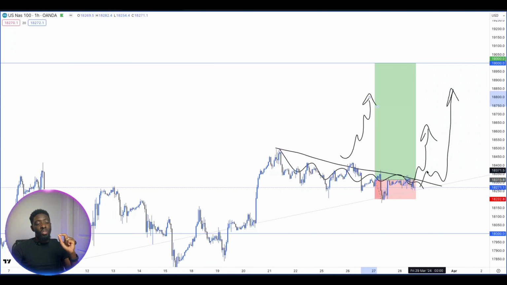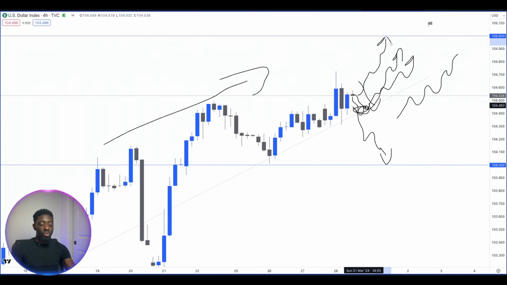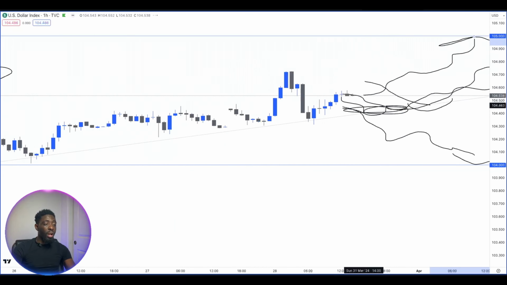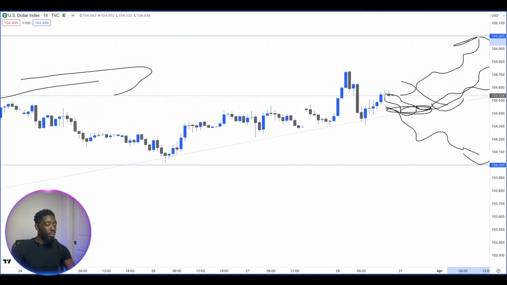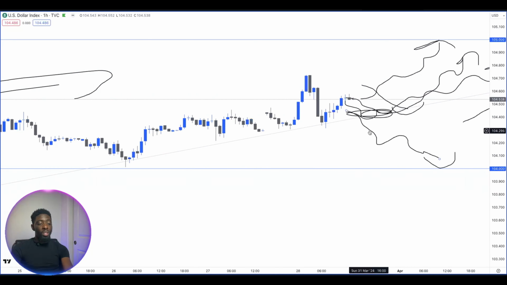sales. But with NAS100, just because price is delivering already to this trend line, I will be looking for an opportunity to go for buys again. It depends on what is happening on the DXY. So if we step down to the hourly time frame on the DXY, and let's say coming into next week, the DXY decides to pull back into this trend line.